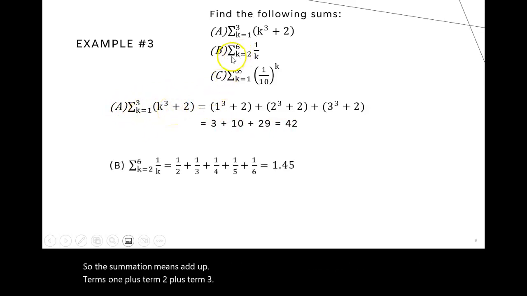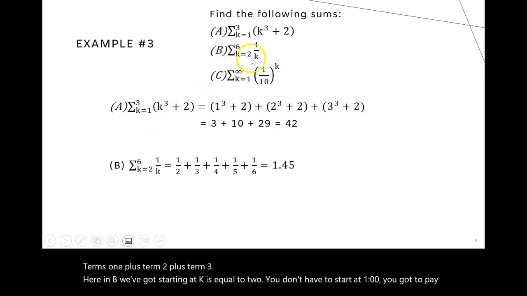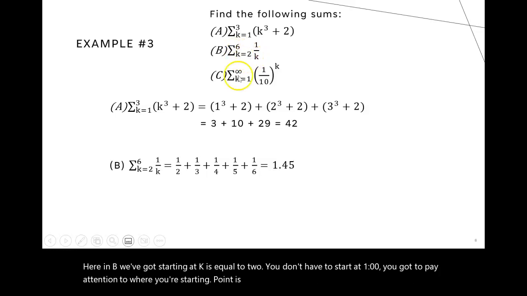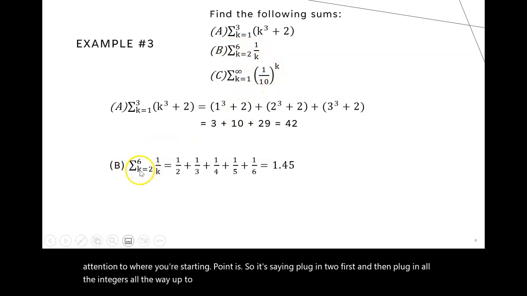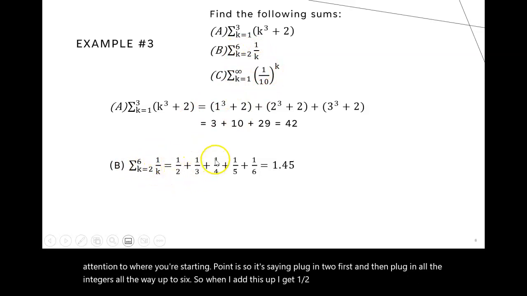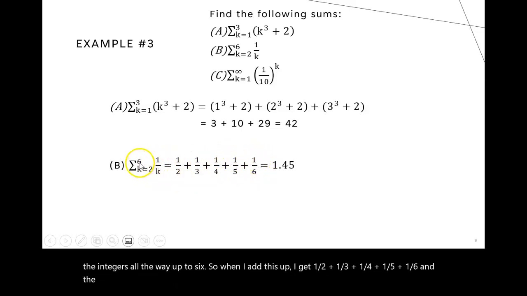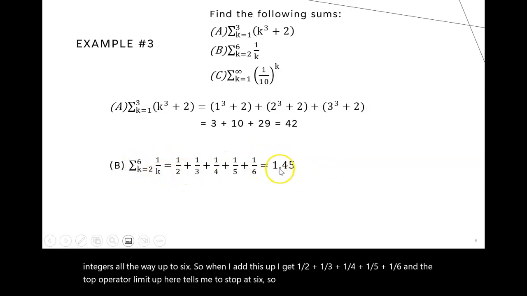Here in B, we've got starting at k is equal to 2. You don't have to start at 1. You've got to pay attention to where your starting point is. So it's saying plug in 2 first, and then plug in all the integers all the way up to 6. So when I add this up, I get 1/2 plus 1/3 plus 1/4 plus 1/5 plus 1/6, and the upper limit up here tells me to stop at 6. So I add those up on my calculator, and I got 1.45.